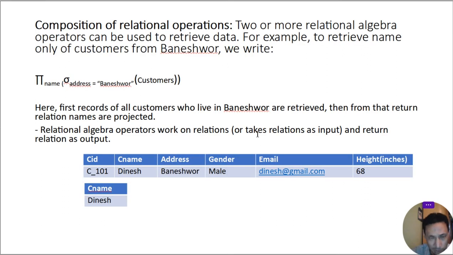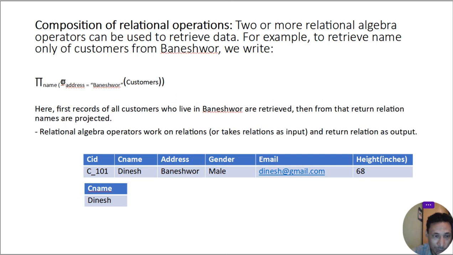Now, composition of relational operators. We can use select and project at the same time. Two or more relational algebra operators can be used to retrieve data. For example, to retrieve the name of only those customers who are from Baneswar. Here we are trying to retrieve the name of those customers who are from Baneswar. So first we have to extract the record of those customers whose address is Baneswar. So what we have to do? First we have to write this select operation.